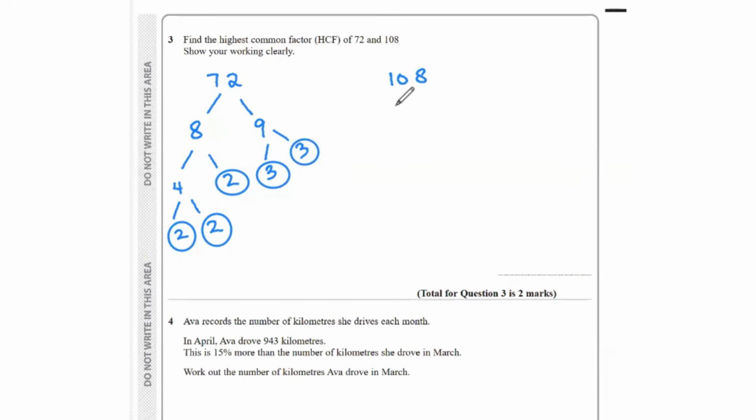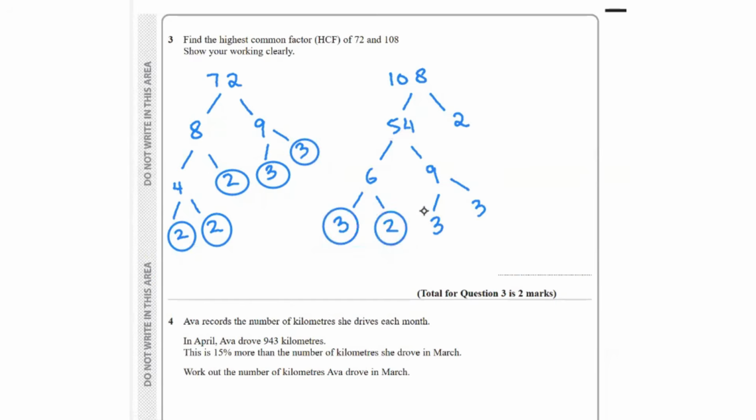For 108, it's going to be 54 times 2. 54 is 6 times 9. 6 is 3 times 2. And 9 is 3 times 3. These are once again our prime factors for 108.